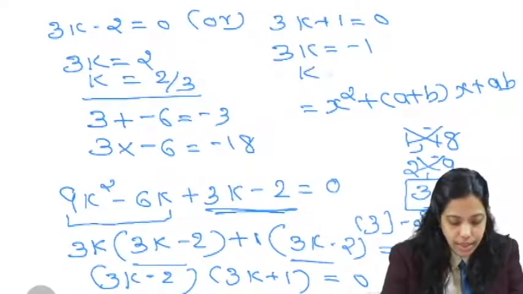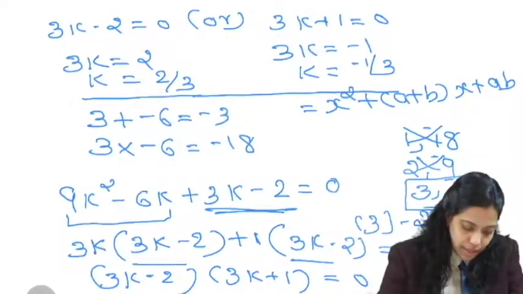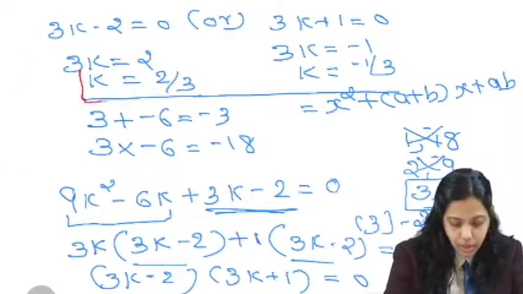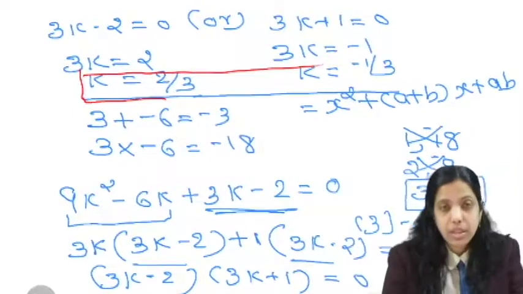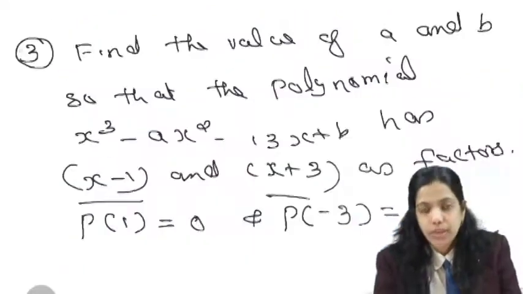And k gets you negative 1 by 3. So here comes the value for k: k equal to 2 by 3 and k equal to negative 1 by 3. These are the two values of k. Now let's move on to the very next question.